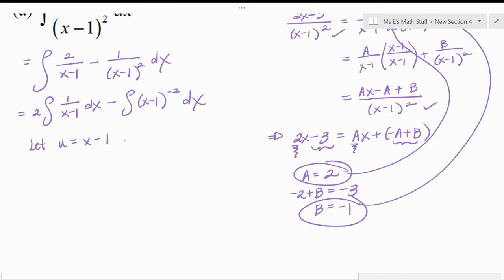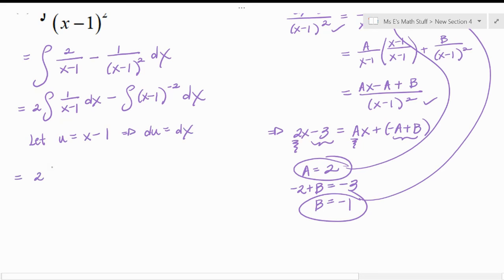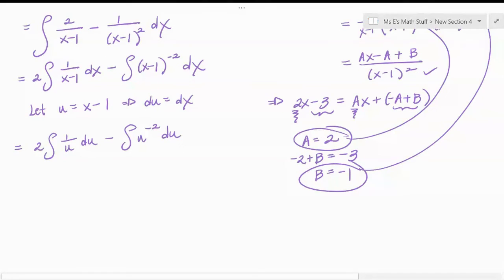For both integrals, the same u substitution would work very nicely. If you let u equal x minus 1, your du would equal dx. So your first integral would be thought of as 2 times the integral of 1 over u du. And your second integral would be thought of as u to the negative 2 du. So the appropriate rule for the first one, your answer would be 2 times the natural log of the absolute value of u, which could be back substituted with x minus 1.